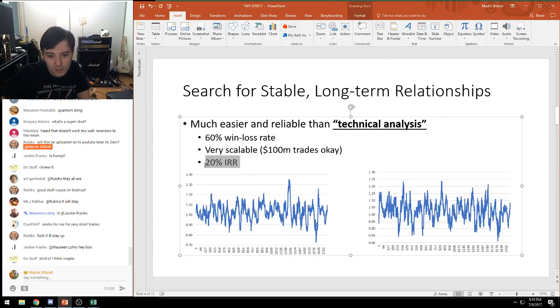What I found was that I got about a 20% IRR, which is pretty incredible, but maybe even more incredible was that there's this scalability that comes with this type of trade where you can do $100 million trades here and make money repeatedly, and your bite size is relatively small.